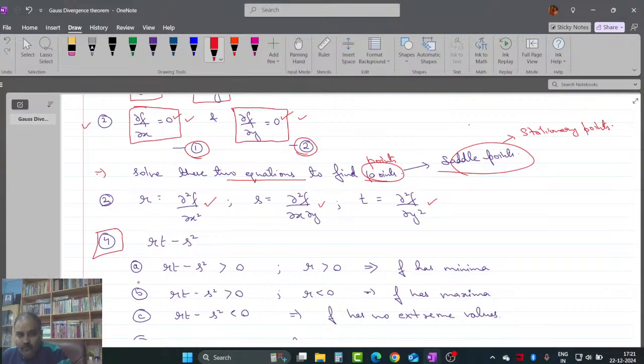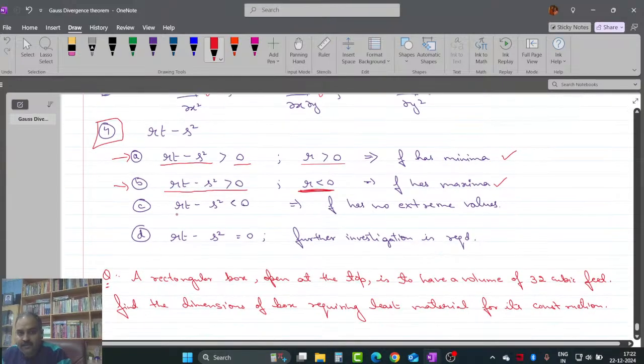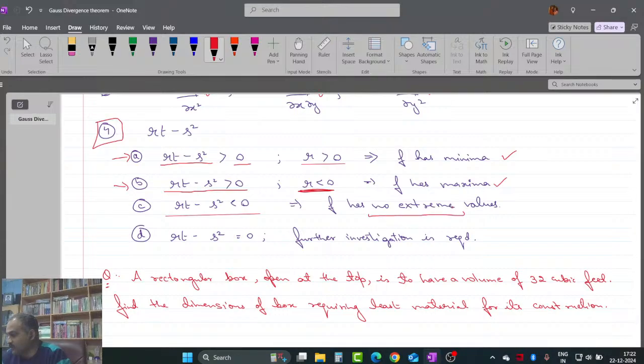Now, four scenarios will be there. Number 1, if rt minus s² is positive and r is also positive, then the function has minima. Second scenario, if rt minus s² is positive but r is negative, then the function has maxima. Third, if rt minus s² is negative, that means the function has no extreme values. And the last one, if rt minus s² equal to 0, then further investigation is required.